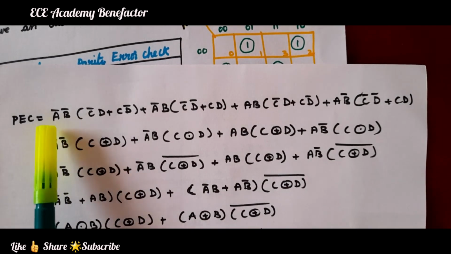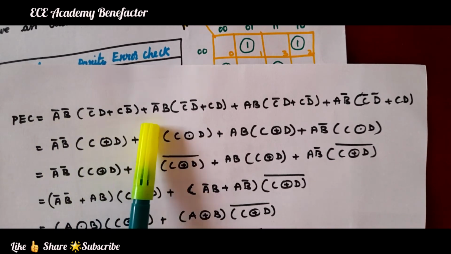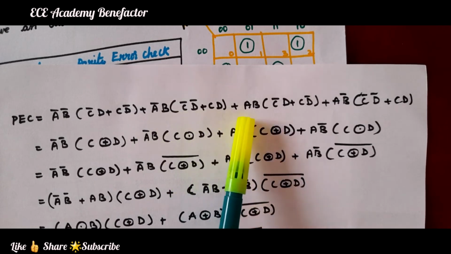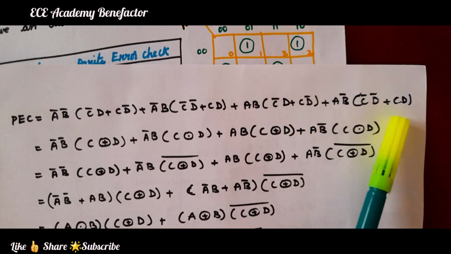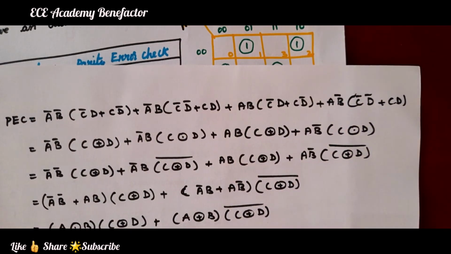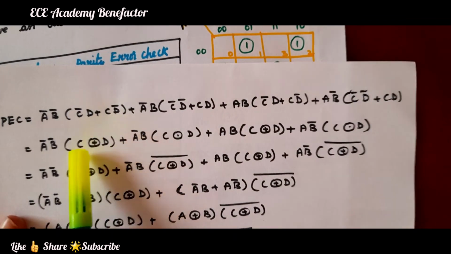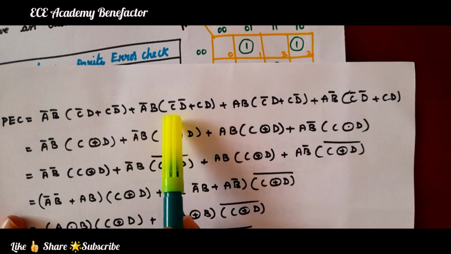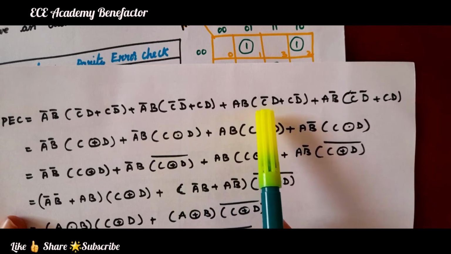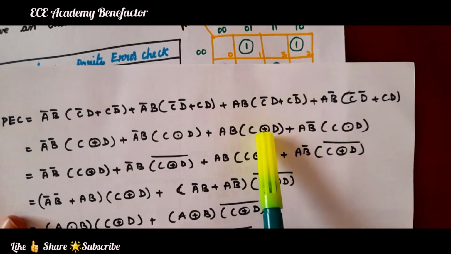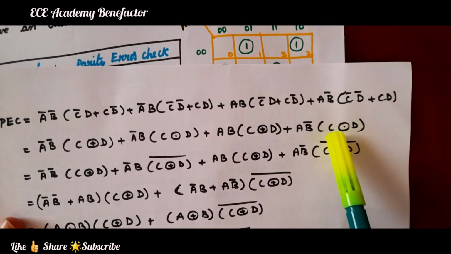first term we have taken A bar, B bar common. So here we are left with C bar D plus C D bar, plus A bar B times (C bar D bar plus CD), plus AB times (C bar D plus CD bar), plus AB bar times (C bar D bar plus CD), after taking the common terms. So C bar D plus C D bar, this is an XOR gate, C XOR D. C bar D bar plus CD is XNOR, C XNOR D.